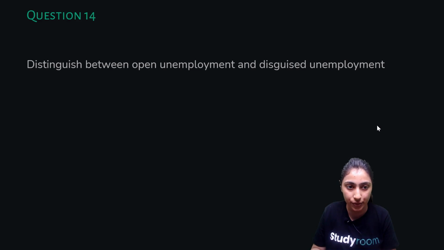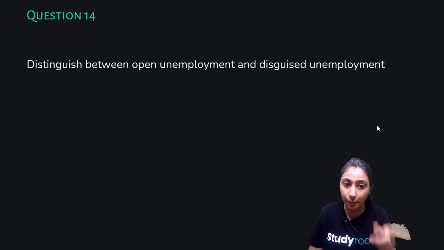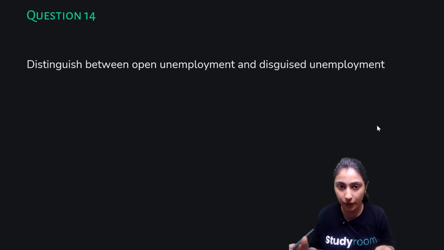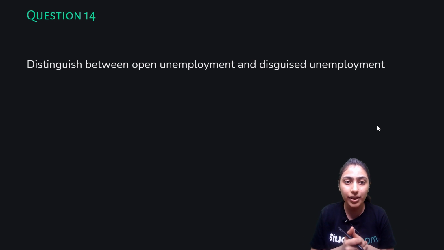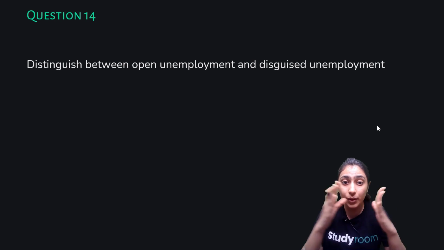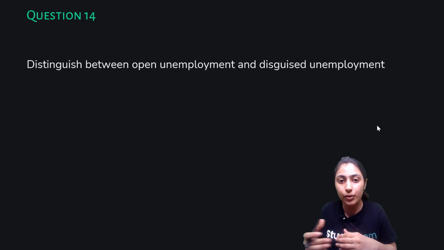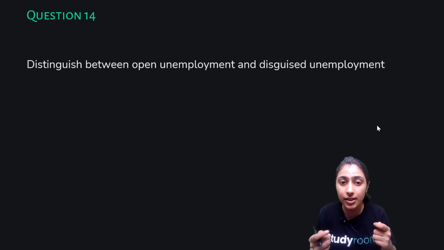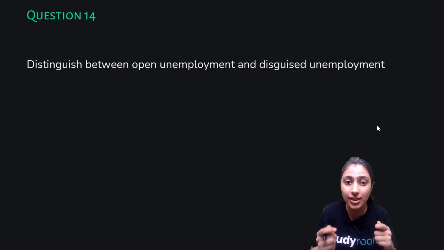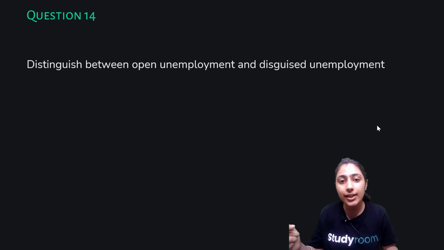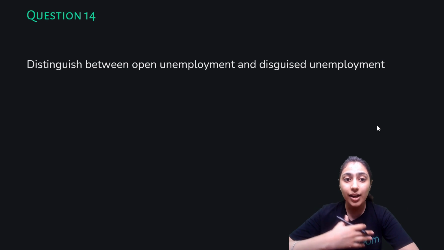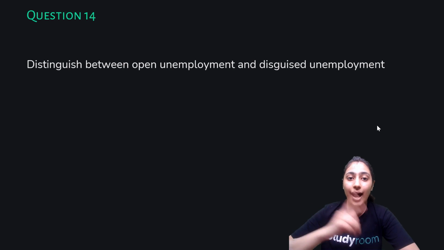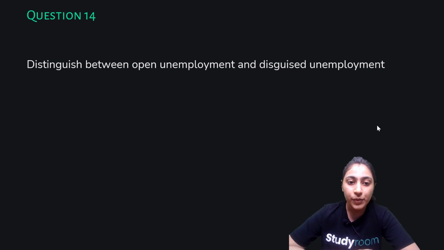Moving forward to our next question, which says, distinguish between open unemployment and disguised unemployment. Open unemployment means when the labor workforce, the population of the labor workforce, is not getting adequate opportunities to work. That is when it is termed open unemployment. On the other hand, disguised unemployment or hidden unemployment, which we just discussed, means that it seems people are employed, but in actual fact they are unemployed. So these are the 2 different types of unemployment.